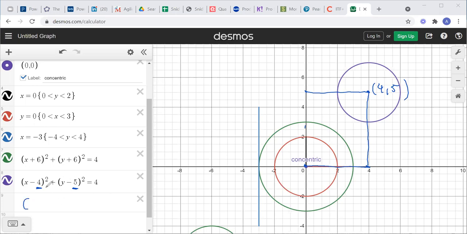So here, x minus 4 squared plus y minus 5 squared equals 4 means we have a circle at center 4, 5 with a radius 2. So this is a circle that is centered at coordinate 4, 5 with the radius 2.